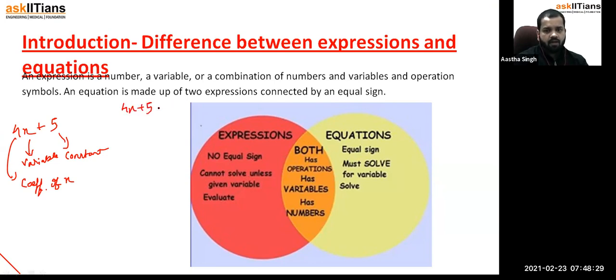What if I make an equal sign? If an equal sign is there, suppose equal to 0, right? So now this is an equation. Now this is your equation.